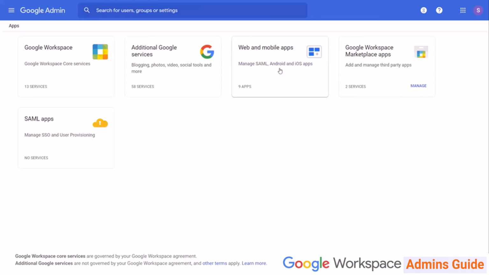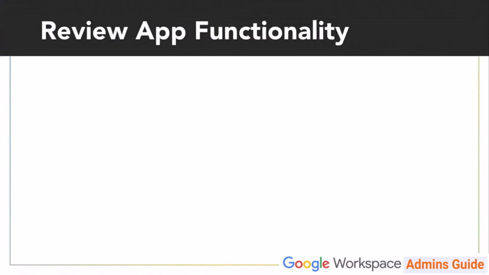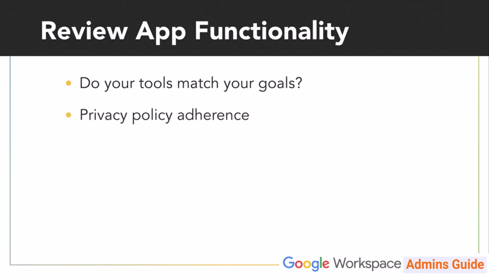While you could choose to enable all Workspace applications, you should take time to review app functionality before enabling them in your domain, and make sure that the tools that you enable are in line with the training and process goals for your users. Additionally, you want to make sure that the privacy policy of your enabled apps complies with privacy policies of your organization. Be especially careful to review the terms of service for marketplace apps before enabling them in your domain.